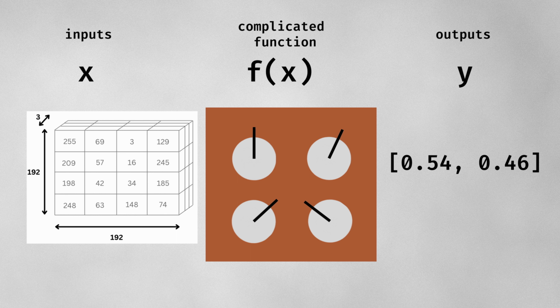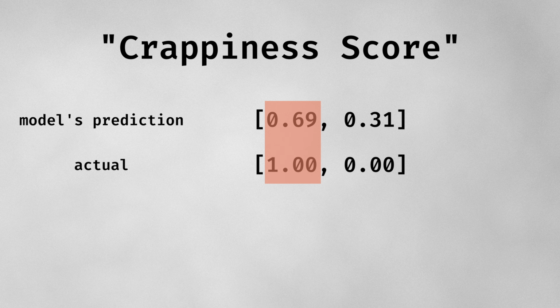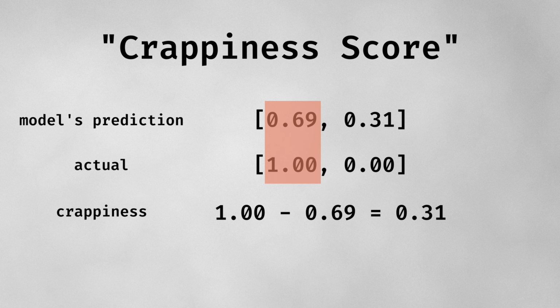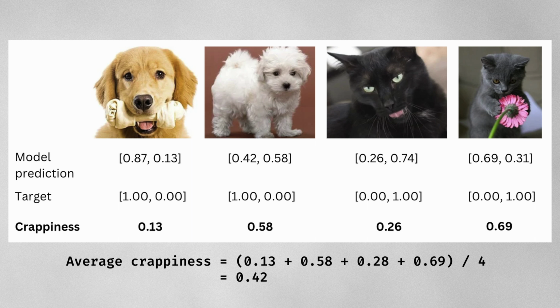To start with, it isn't great because we haven't trained it yet. If we move the knobs, the model's predictions will change. We know that this one is a dog, so if the model was perfect, it would output 1, 0. So now we can define a crappiness score. How far away is the model's predicted value from its target value? We can do this for every image in our training set, and then we can average that over all of the images in our training set.